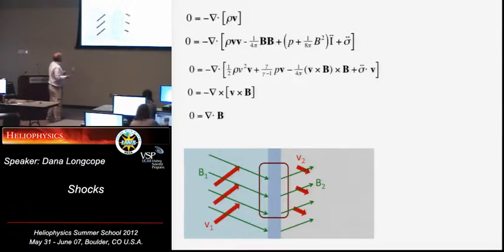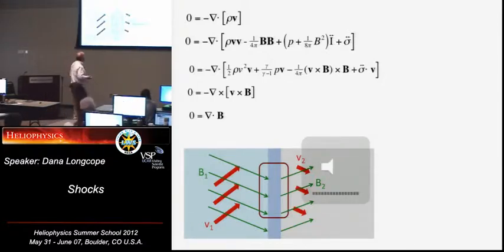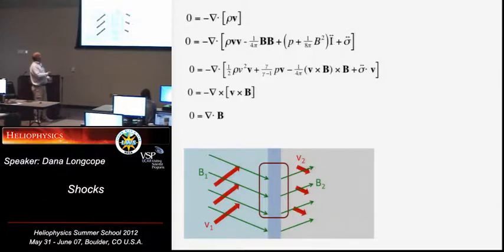The same assumptions apply. This will be a stationary solution in this reference frame. Everything upstream, and everything downstream will be uniform. So I just have a vector B1 and a vector V1, B1 and V1. I apologize to people to whom V and B sound very similar. This is what we've got, and they might make angles with respect to each other.